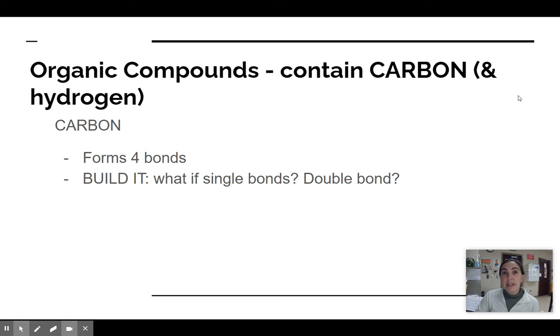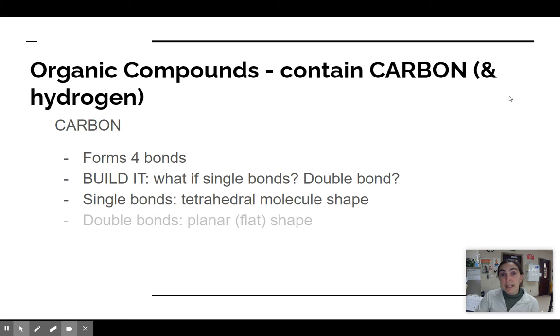So take a look at these pictures and see what this looks like if carbon uses all single bonds and if it includes a double bond in the structure of this molecule. If carbon forms all single bonds, you have 4 single bonds that are going out at different angles, and you get this shape called a tetrahedron. It's a tetrahedral shape. It looks kind of like a pyramid or something.